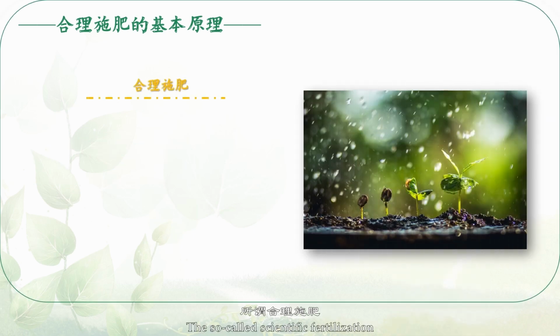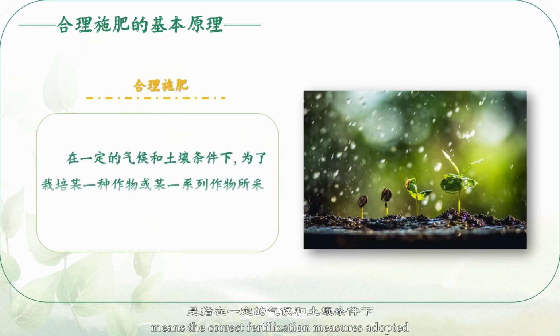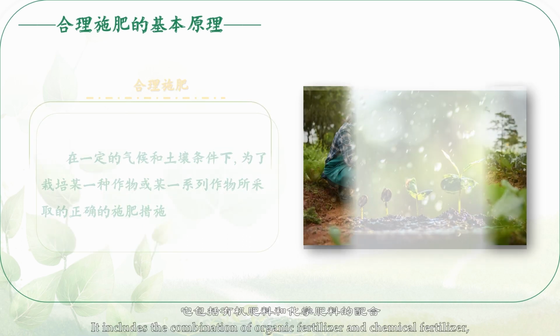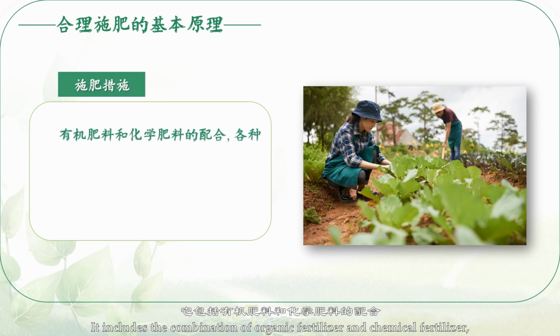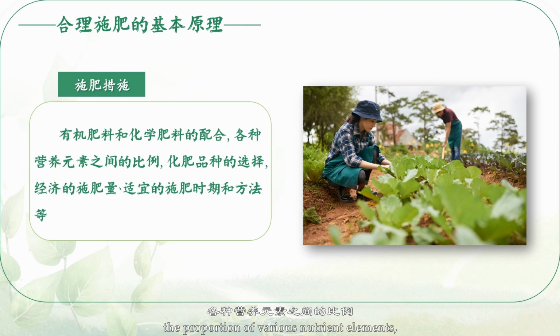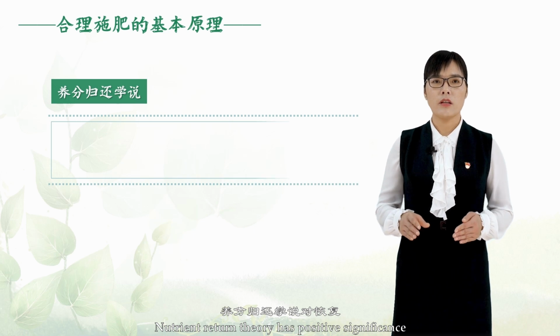The so-called scientific fertilization means the correct fertilization measures adopted for cultivation of a crop or a series of crops under certain climate and soil conditions. It includes the combination of organic fertilizer and chemical fertilizer, the proportion of various nutrient elements, the choice of fertilizer varieties, the economic amount of fertilizer, the appropriate period and method of fertilization, etc.